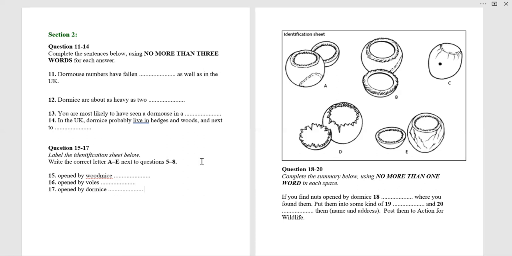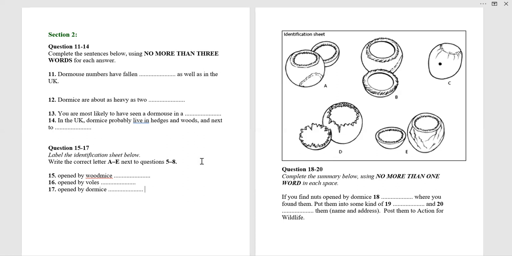So now, for those of you who would like to help us carry out this survey, let me tell you exactly what to do. You'll need to get an identification sheet like this from us. Then you should spend time looking for hazelnut shells in the bottom of hedgerows or on the ground in woodlands.